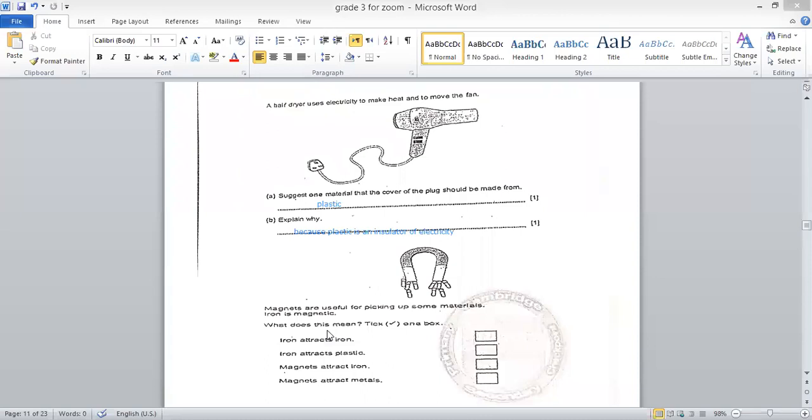Magnets are useful for picking up some materials. Iron is magnetic. What does this mean? Tick one box. Iron attracts iron. Iron attracts plastic. Magnets attract iron. Magnets attract metal. Magnets attract iron. This means that the iron is magnetic.